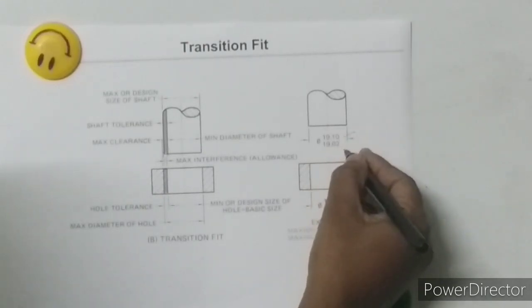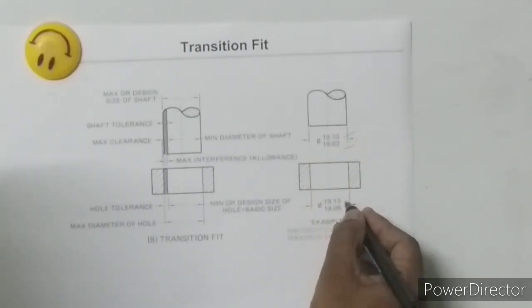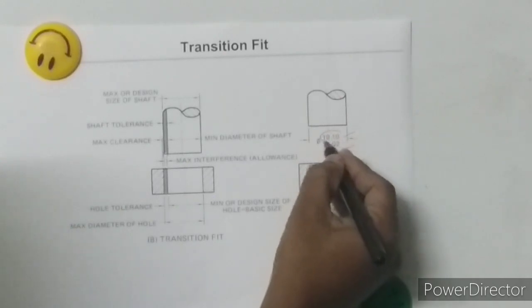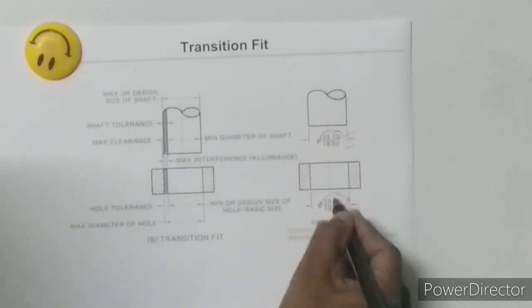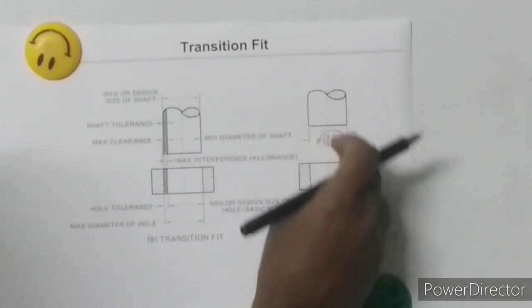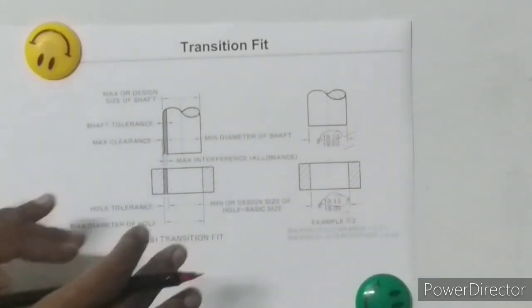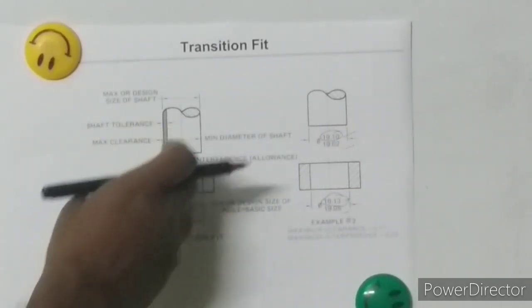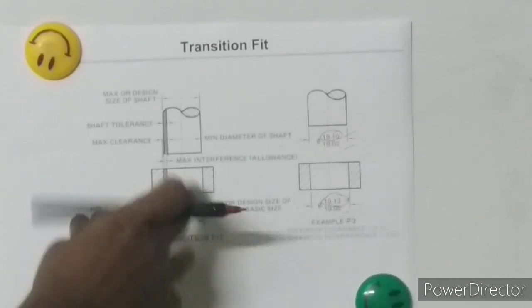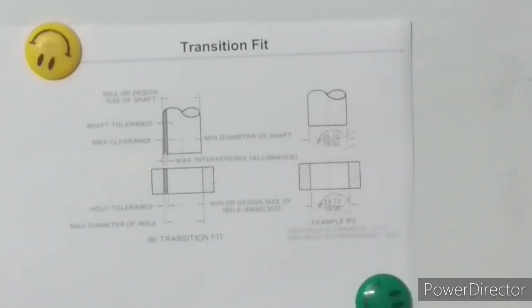So 19.1, 19.02, 19.13, 19.05. The upper limit is 19.10, 19.13. So clearance is only this 0.03. That means the tolerance zones almost overlap with each other. If they overlap each other, what does it become? Sometimes it becomes a clearance fit and sometimes it becomes a transition fit.